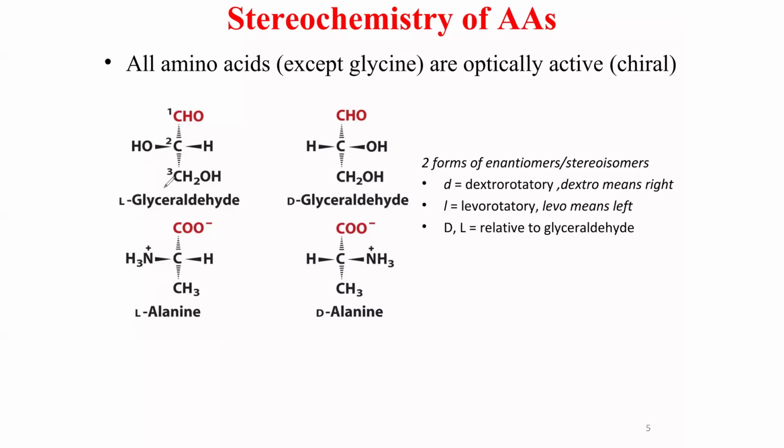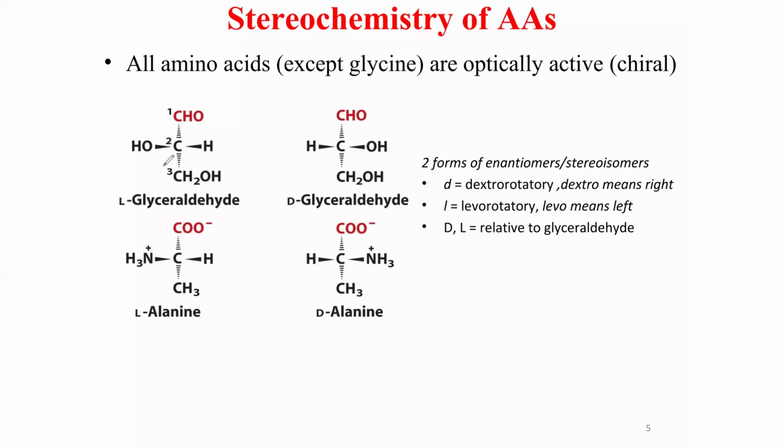Let's just look at L and D, the 2 forms of enantiomers or stereoisomers. You see, this is L-glyceraldehyde, and this is D-glyceraldehyde. And what is the difference between these two? Okay, if we now look at L-glyceraldehyde and D-glyceraldehyde, you'll observe this carbon. Look at carbon 2 here.